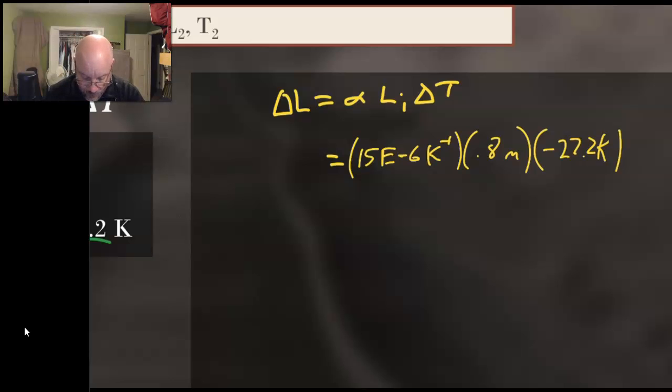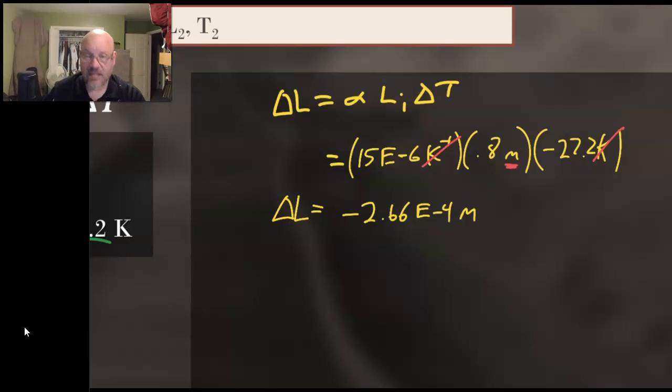Now we can look and see what happens with our units. I've got 1 over Kelvins here, which cancels my Kelvins here to leave me with meters. I'm looking for a length, and I'm going to get a length out of this, so that's a nice check. When we put in all of those numbers, we get something pretty small: negative 2.66 e to the minus 4 meters.